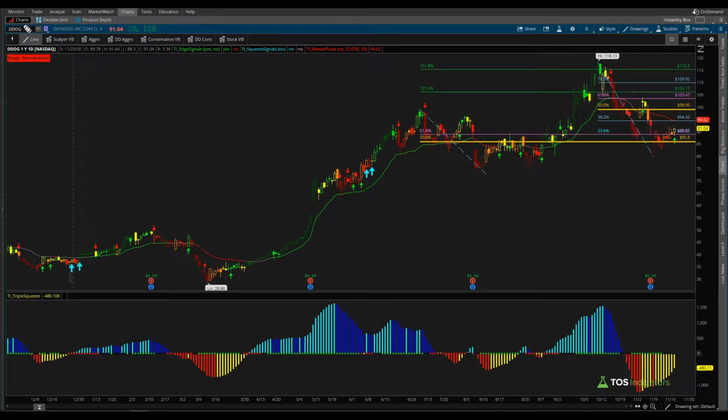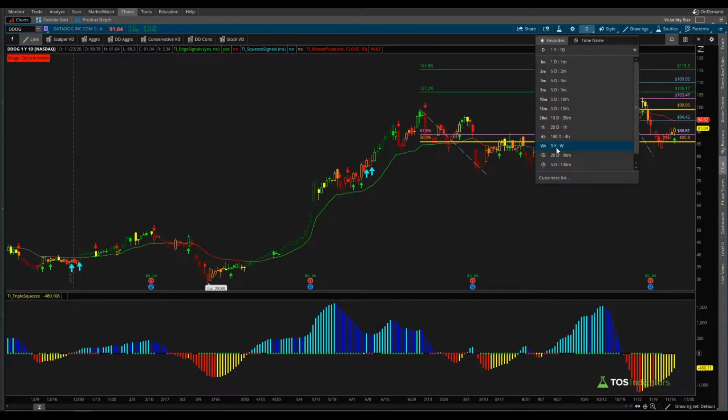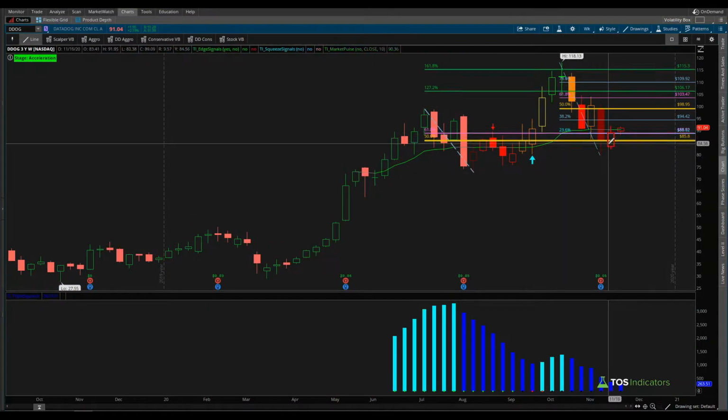The first is going to be a setup in DataDog. This is more of a swing trade sort of setup, but I'll talk about what I think are potential target zones that you may be looking at on DataDog, looking to try and play not only this daily move and this daily squeeze along with the daily bullish edge signal here, but also if we take a look at this on a weekly time frame chart, we have a pullback to our market pulse line in what we expect to still be something that ultimately fires long.